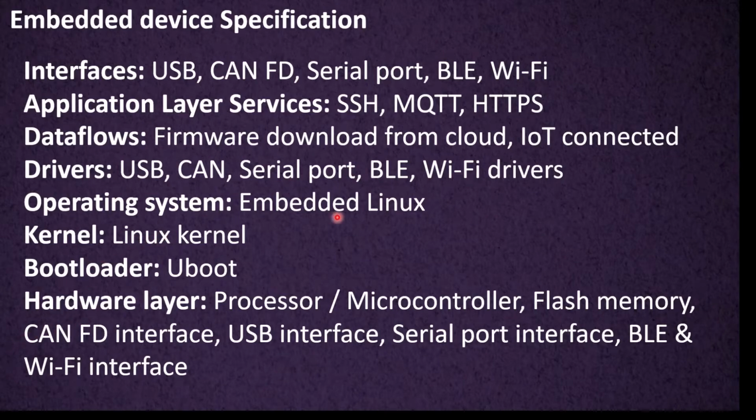Operating system: embedded Linux, Linux kernel. Bootloader: U-Boot. Hardware layer: the device has a processor or microcontroller. Additionally, flash memory, CAN-FD interface, USB, serial port, Bluetooth and Wi-Fi interfaces. Based on this specification, we can discuss what security controls are required in each layer of the device. That aspect we can discuss here.